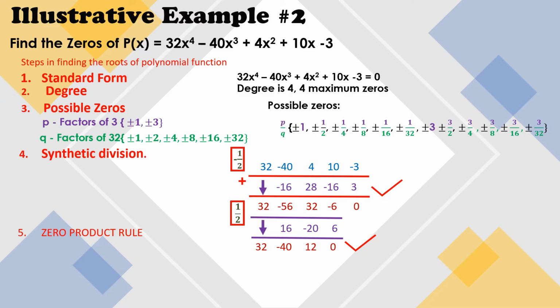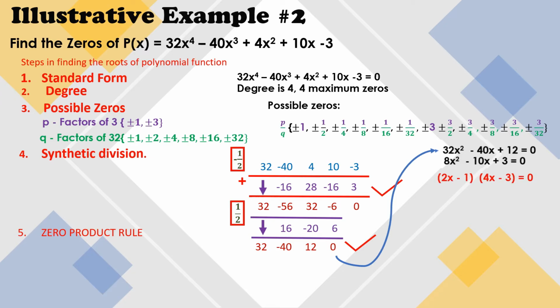After this, we can now simply write our expression as a quadratic equation: 32x squared minus 40x plus 12 equals 0. If you want, you can simplify it first by dividing both sides of the equation by 4, and we will have 8x squared minus 10x plus 3 equals 0. This is to make the numbers smaller, so it will be easier to find the factors. All we have to do is to find the factors of this quadratic equation.